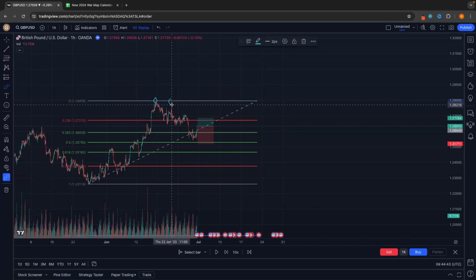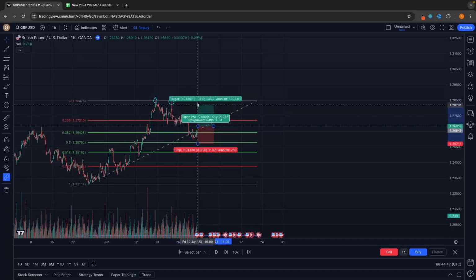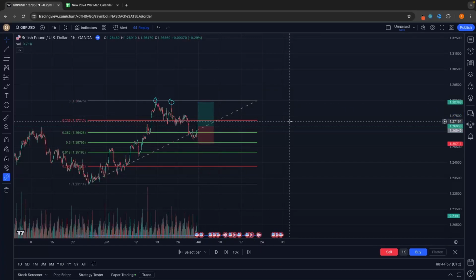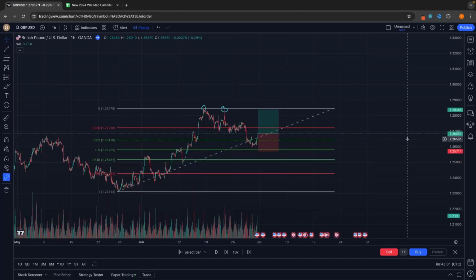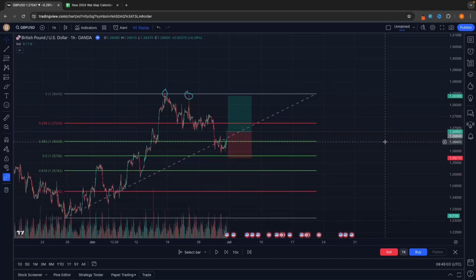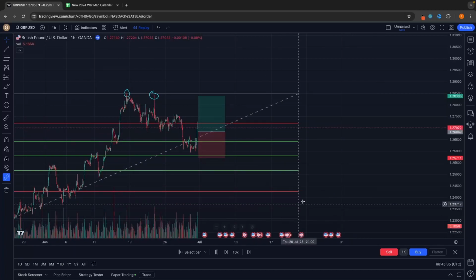We have a rejection point here and a rejection point here. So this is where I'm going to place my take profit. Let's go to just below this line right here in case we don't go through. And we can see the risk to reward ratio right here is 0.9 to 1.21. So not the greatest risk to reward, but this is still a trade that I'm happy to take. So let's now go in and see if this trade is profitable or unprofitable.